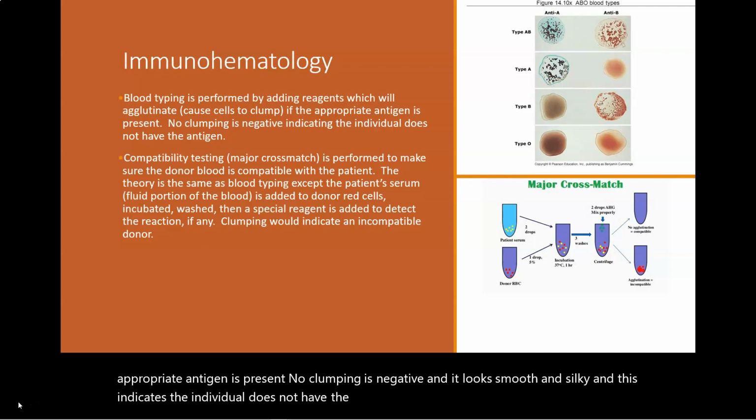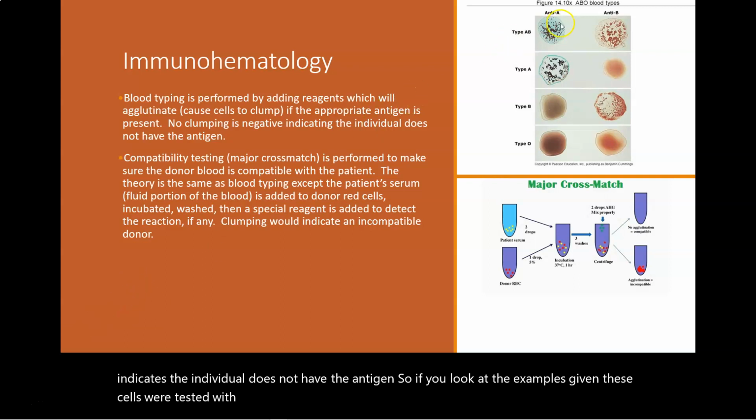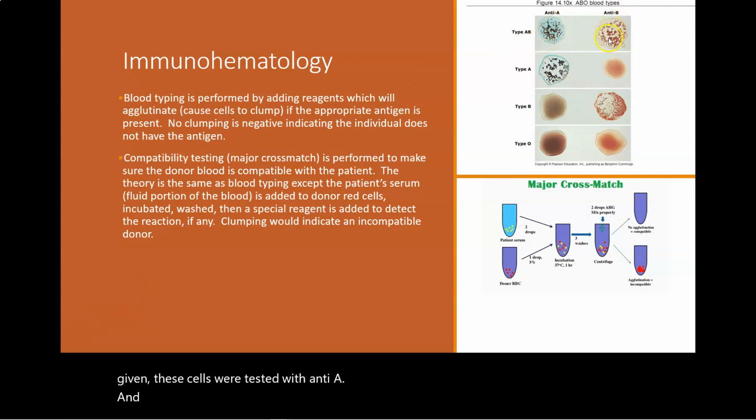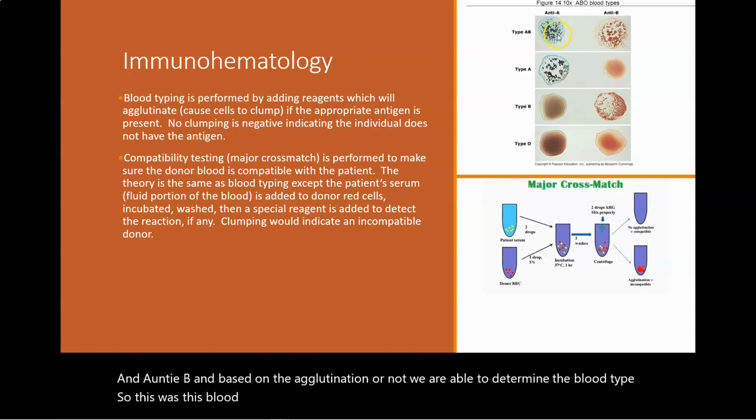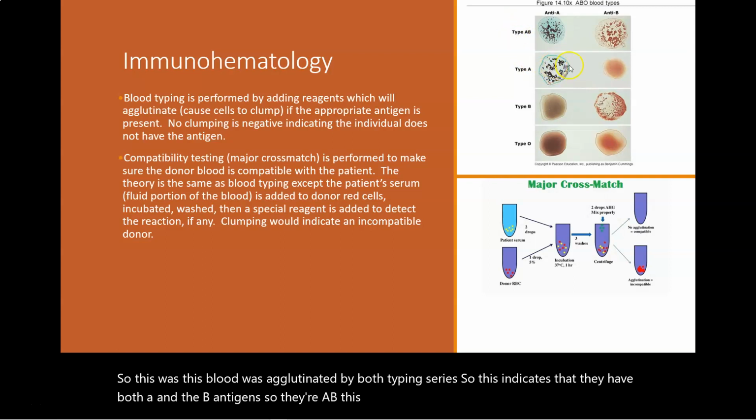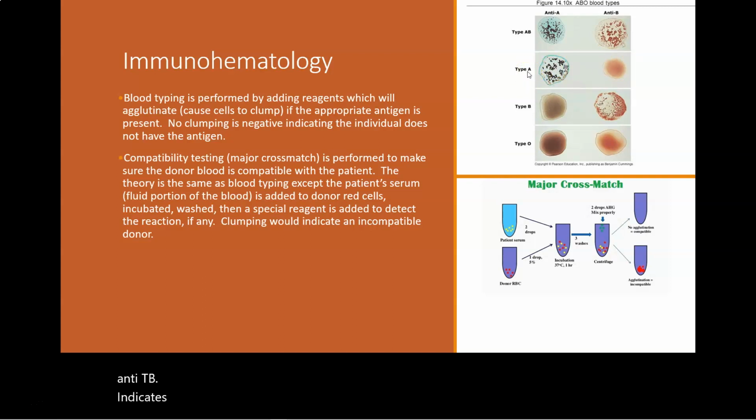So if you look at the examples given, these cells were tested with anti-A and anti-B. Based on the agglutination or not, we are able to determine the blood type. This blood was agglutinated by both typing series, so this indicates that they have both the A and the B antigens, so they're AB. This cell was agglutinated by the anti-A but not the anti-B, which indicates only the presence of the A antigen. And see if you can determine the reason for the other two types of reactions.